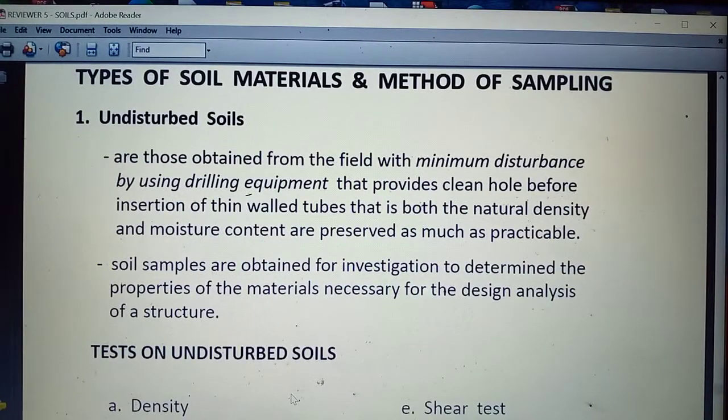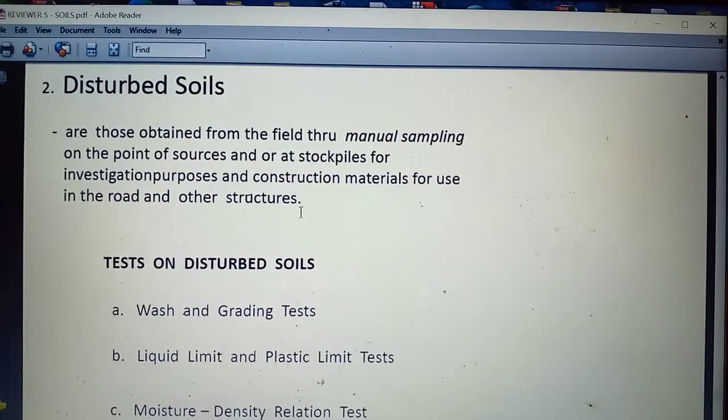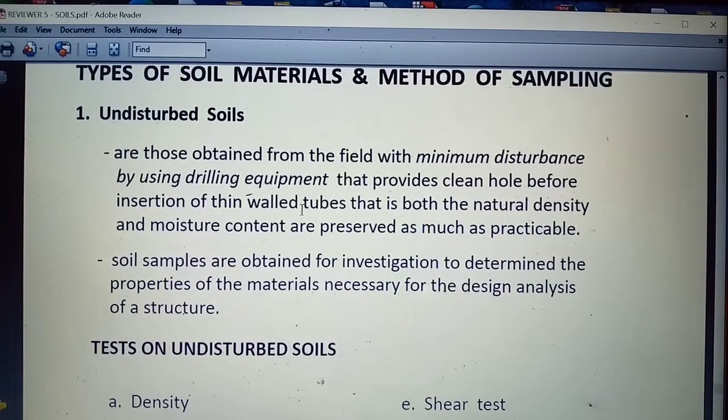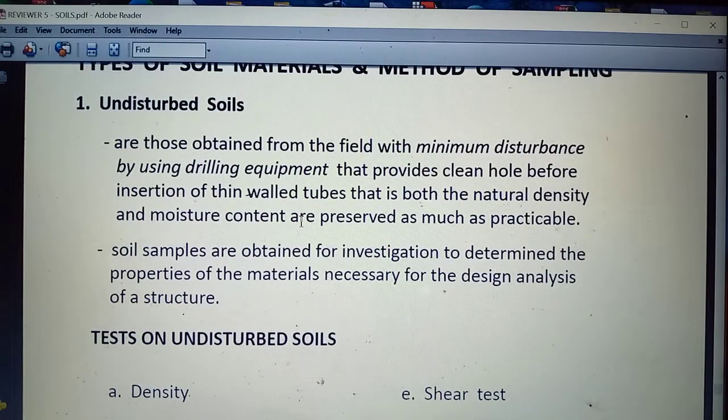So, meron tayong iba't ibang uri ng pag-sampling ng soil materials. So, meron tayong number 1 is undisturbed soil at meron din tayong disturbed soil. Okay, ano tong undisturbed soil? So, these are obtained from the field with minimum disturbance that provides clean hole before insertion to bolt tubes. Okay? So, yan yung undisturbed soil.